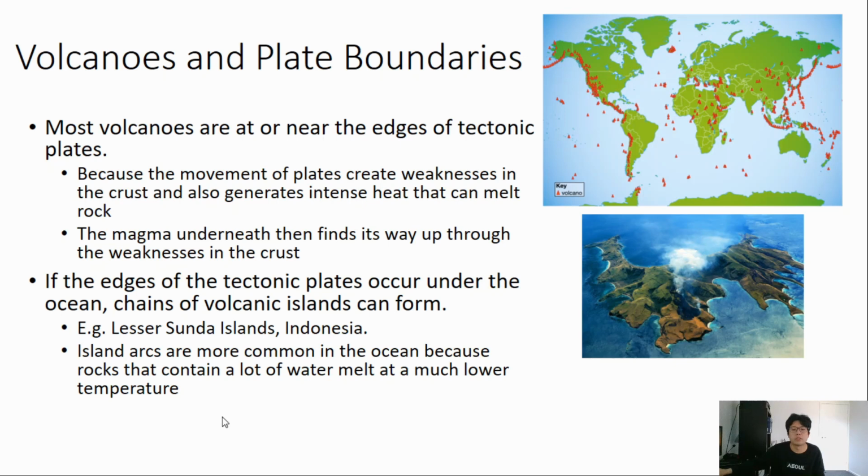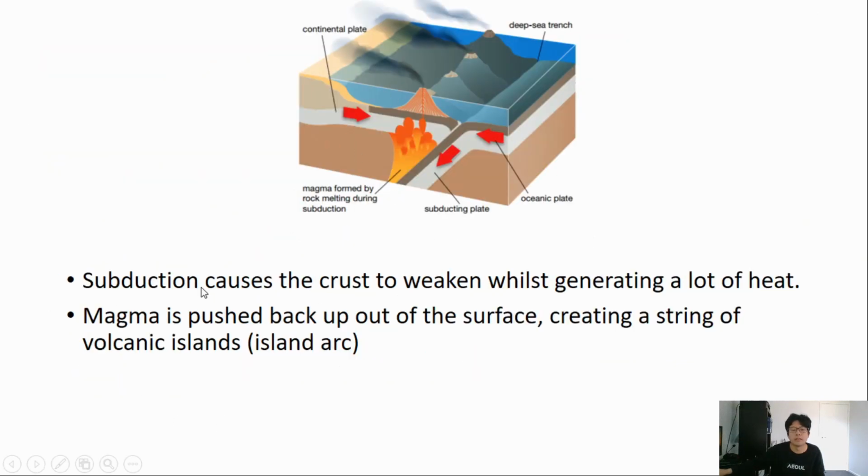Alright, so let's have a closer look at what happens when island arcs or volcanic islands are created. Subduction causes the crust to weaken whilst generating a lot of heat. And remember, subduction is when the crust of the earth goes back underground. In this process, the crust melts and forms magma, and then the magma is pushed back up out of the surface, creating a string of volcanic islands. So this is more common towards the edges of tectonic plates because all this happens around there.